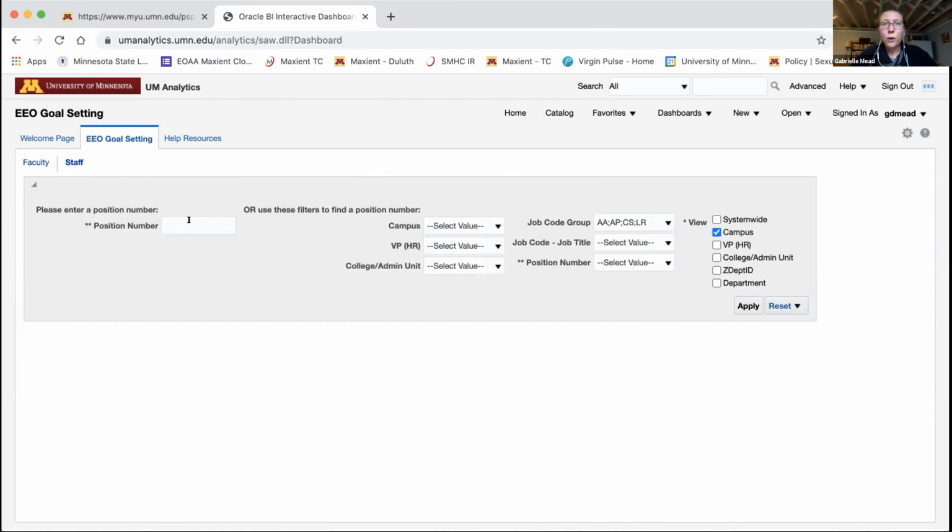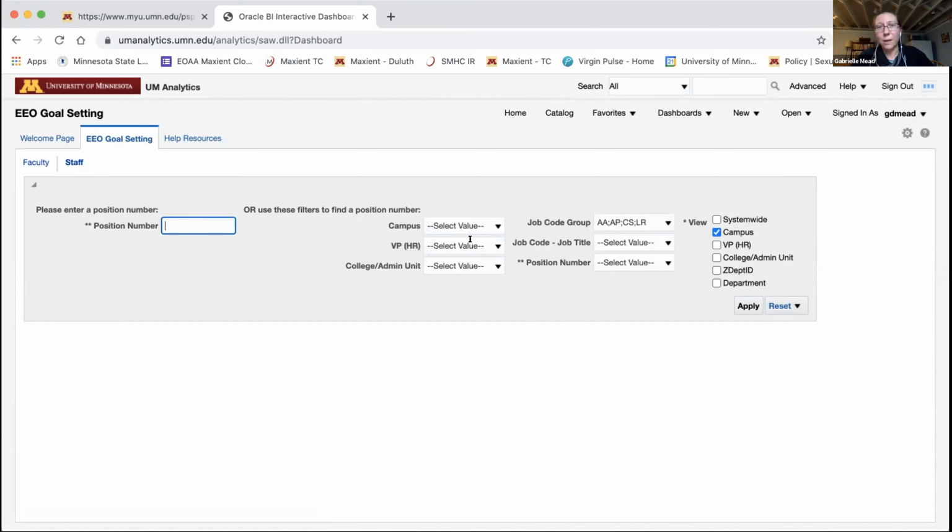And if you know your position number, which is different than the job ID, it took me years to figure that out. If you go onto the Human Resources website and find a job ID for something that's out on a posting, that's the job ID. It's different than the position number. But if you know your position number, you can put it in here. And if you don't, this is a very, very exciting development in this tool.